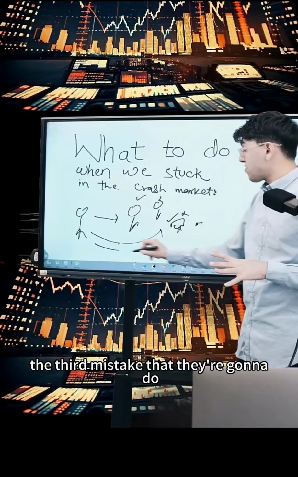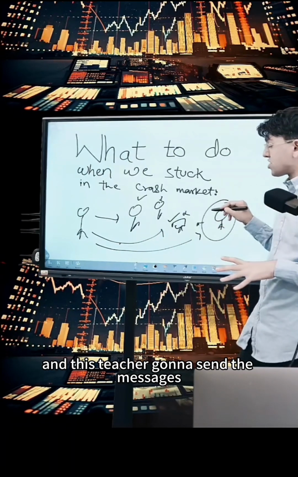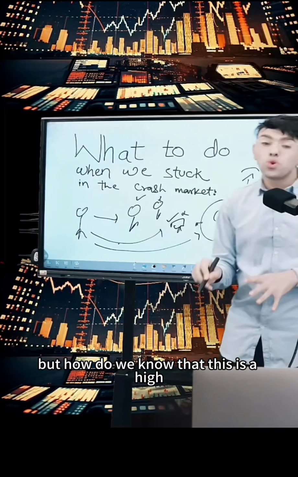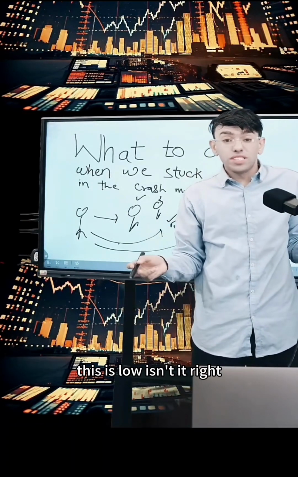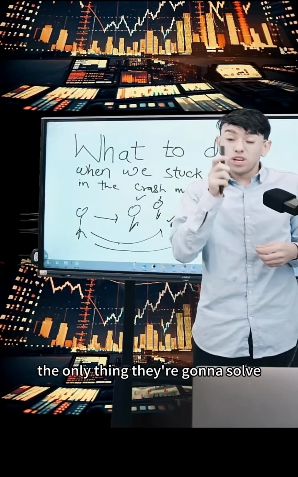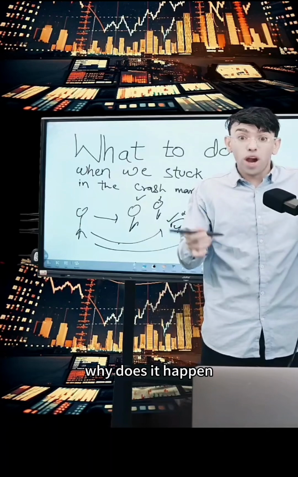The third mistake that they make is that they search for another teacher, and this teacher sends them messages to only buy on the low and sell on the high. But how do we know that this is a high and this is a low? Isn't it right? None of these is going to solve the issue of being stuck in a crash market. The only thing that is going to solve it is searching for the reason. Why does it happen?